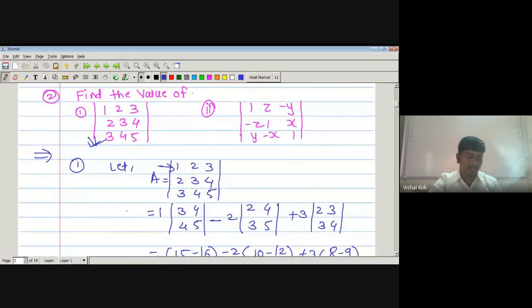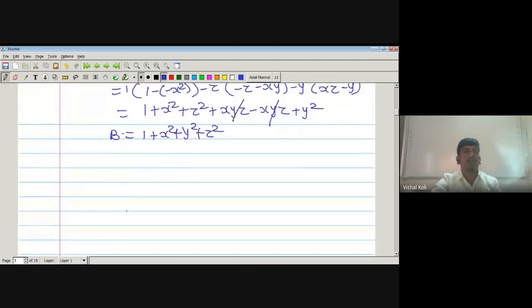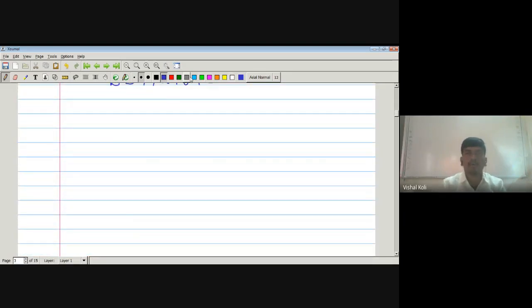Okay, so in this way we can find out the determinant of any square matrix, whatever will be its order. Now there are some properties of determinant.